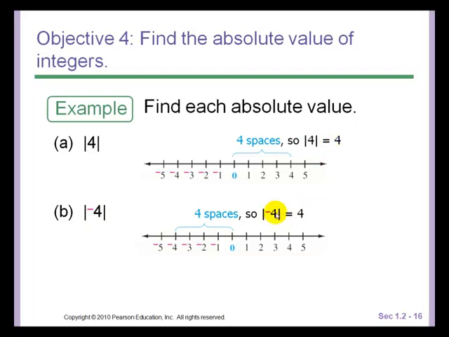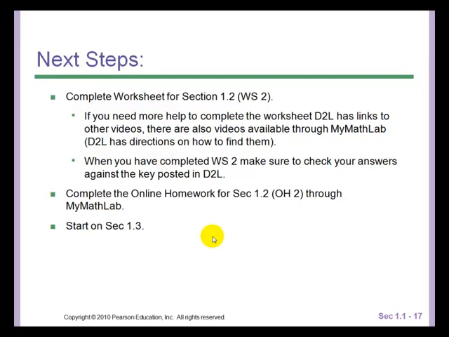When two numbers have the same absolute value but are on different sides of 0, they are called opposites. We'll talk about that more in section 1.3. Another way to think about absolute value is it's looking at just the value of the number, and it is not concerned with the sign. It doesn't matter if it's a positive or a negative, it's just asking how far away is it from 0. So that concludes section 1.2.